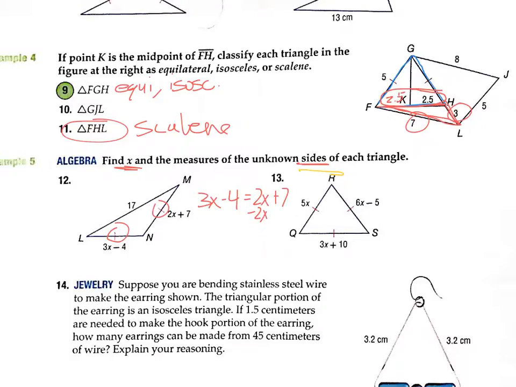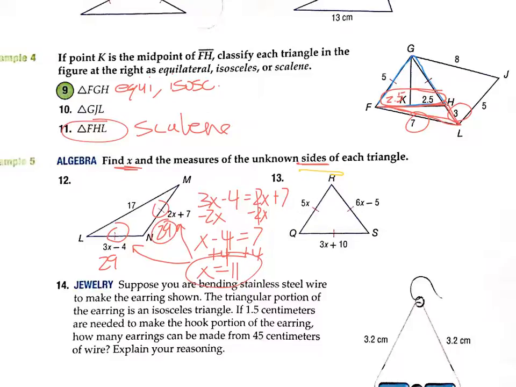Work that out. Subtract 2x. X minus 4 equals 7. Add 4. So then x is 11. So that's x. Then what I have to do, I have to plug it in. So I go back and I plug 11 in. 3 times 11 is 33. Minus 4 would be 29. Go up here and plug it in. 2 times 11 would be 22, plus 7 would be 29.